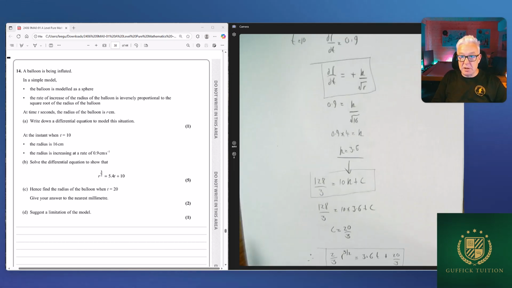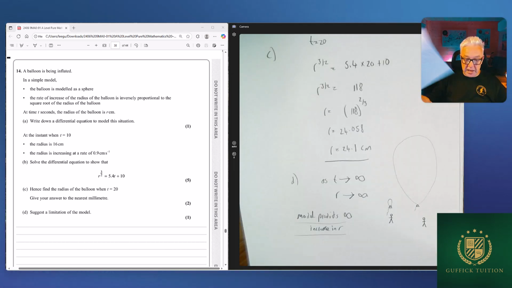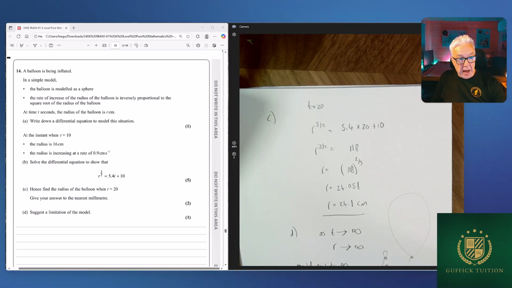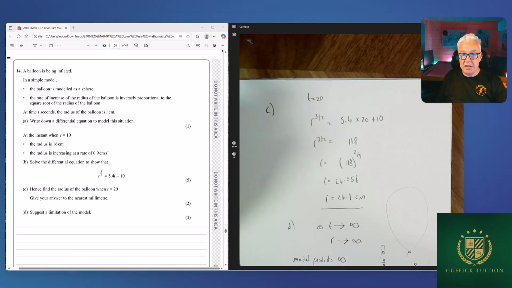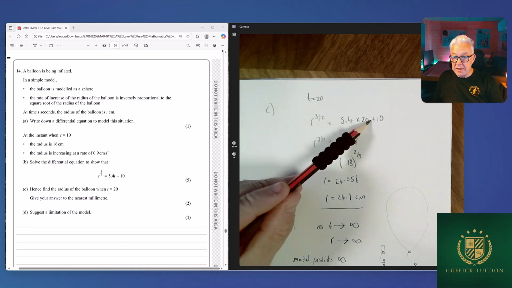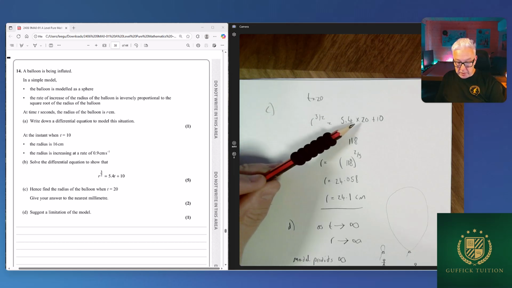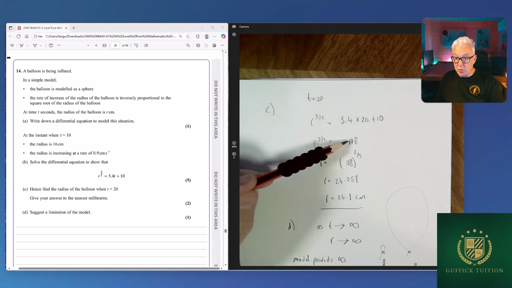So that's 6 marks done. We're 6 marks in. There's just 3 marks left, so 2 little bits left now. Part C says, hence find the radius of the balloon when t is equal to 20. So we just sub in t is equal to 20. The good thing about this one is even if you didn't do part B, you can still pick this up and get the marks from part C and part D. It's kind of nice the way they've put a break point into this. So we sub in t is 20, work that out, and that gives you 118.